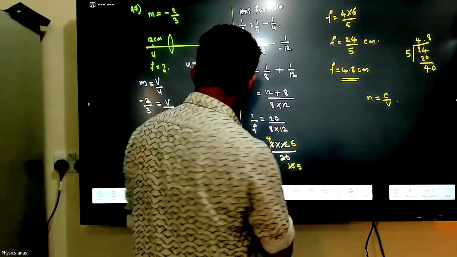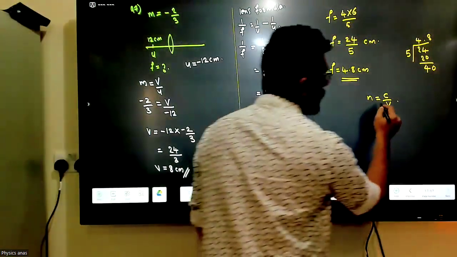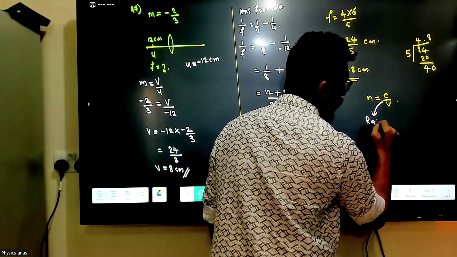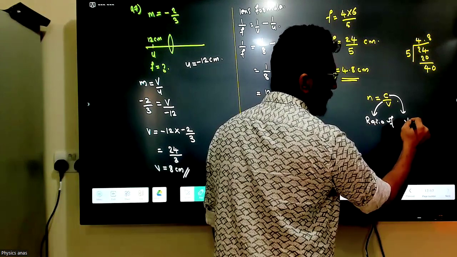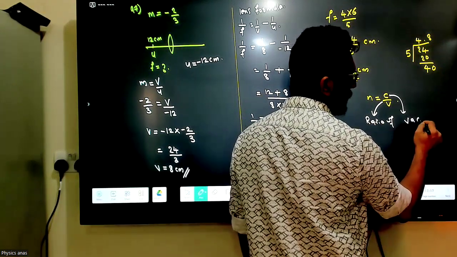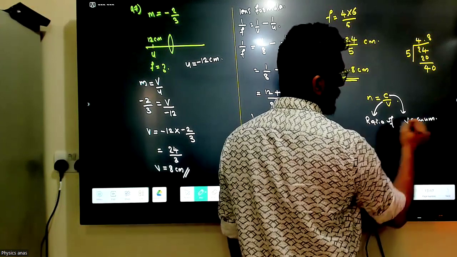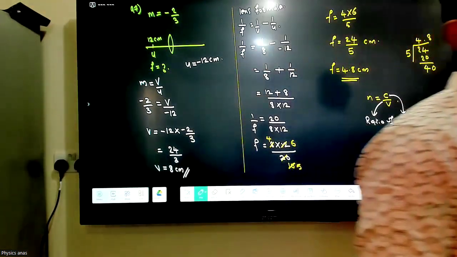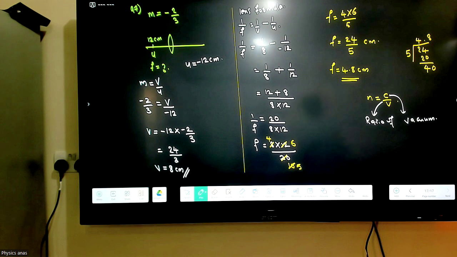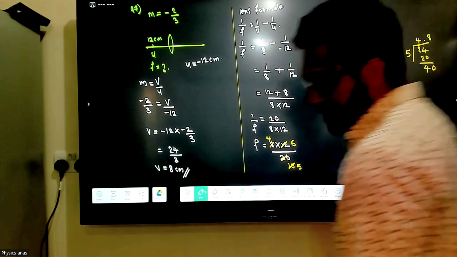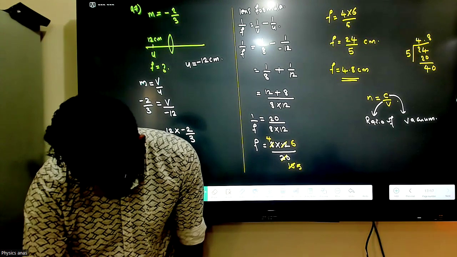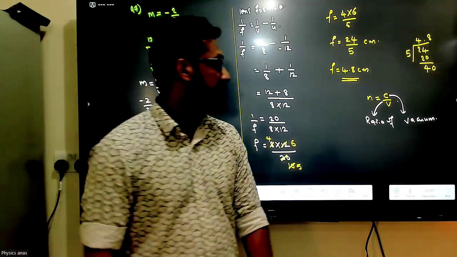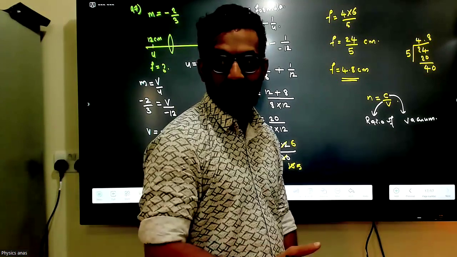Ratio of speed of light in vacuum to the speed of light in medium. That's the absolute refractive index. Got it? Okay, then what is the next one? And write the expression to relate it with the speed of light in vacuum. What is that expression?